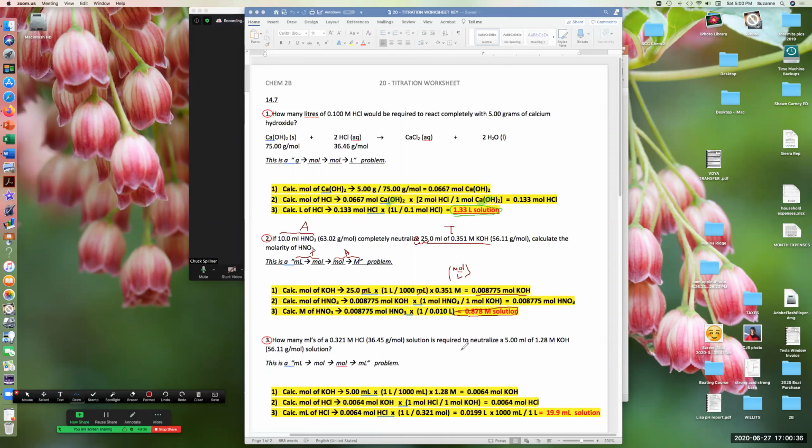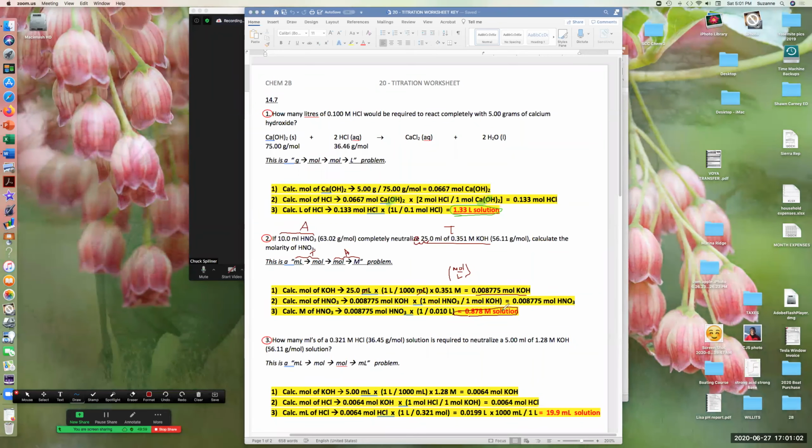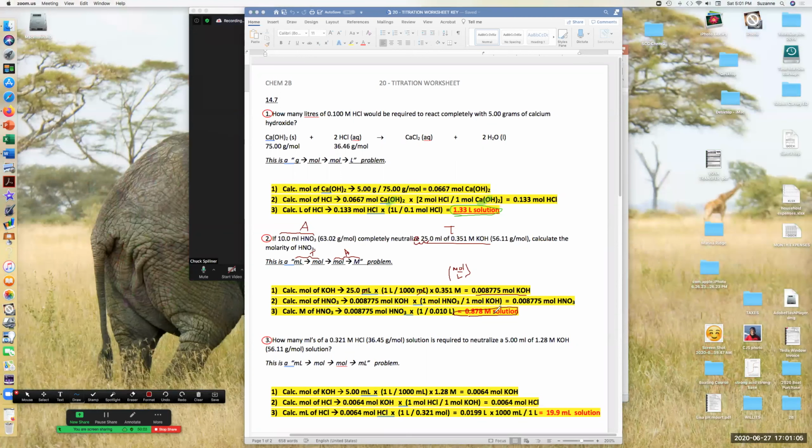Now you could ask, does that make sense? So that's a stronger molar solution than the KOH. Well, it took more milliliters of KOH to neutralize 10 mL of nitric acid. So we started with 10 mL of nitric acid. It took 25 mL of KOH. That means the strength of the KOH is less than the strength of the nitric acid. So this answer does make sense. Because the concentration of the nitric acid turned out to be 0.878 molar, and the concentration of the KOH in this problem is 0.351 molar.